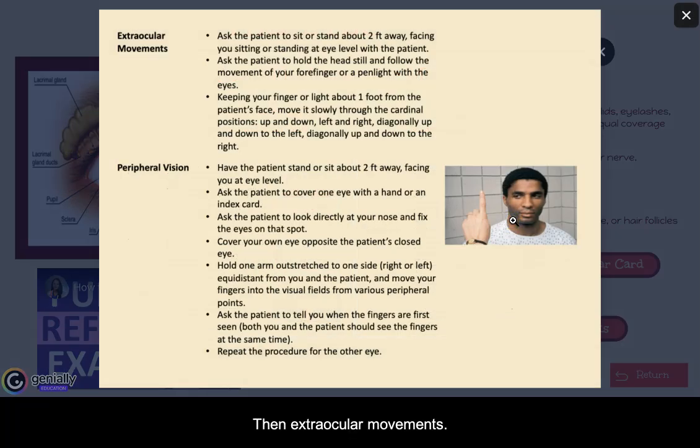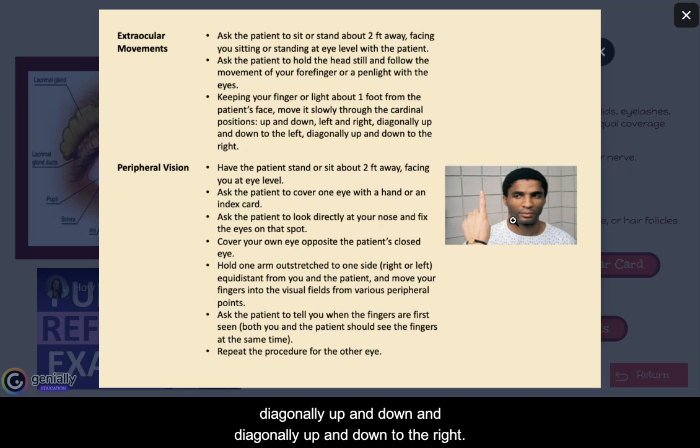Then extraocular movements. You ask the patient to sit or stand 2 feet away, facing you, at eye level with the patient. Ask the patient to hold their head still and follow the movement of your finger or a pen light with the eyes. And keep your finger or light about 1 foot from the patient's face. Move it slowly through the cardinal positions, up and down, left and right, diagonally up and down, and diagonally up and down to the right. But when you're doing this, be careful not to do it too fast, because it makes it very difficult for the patient to follow.